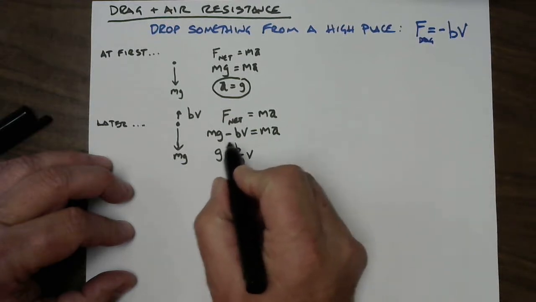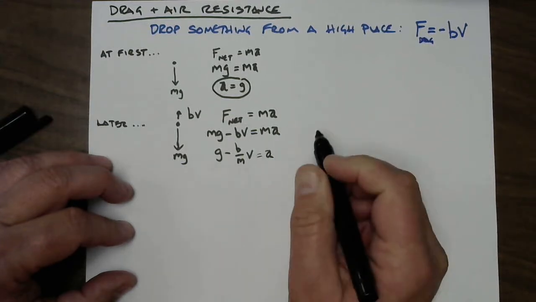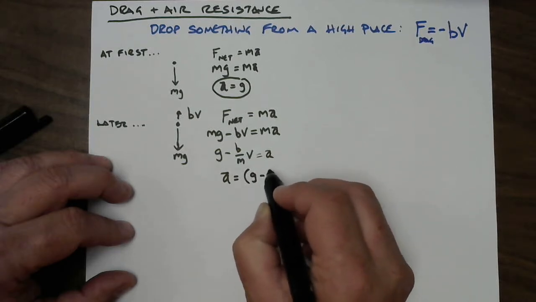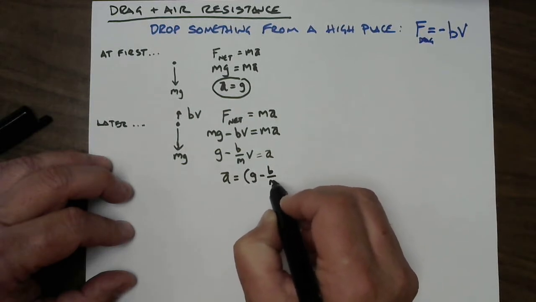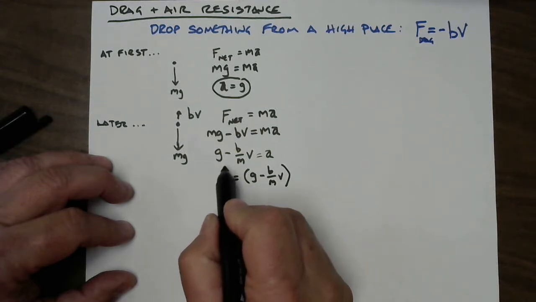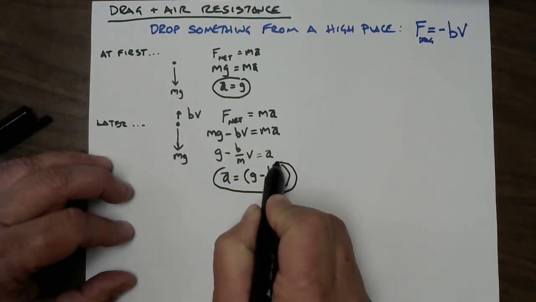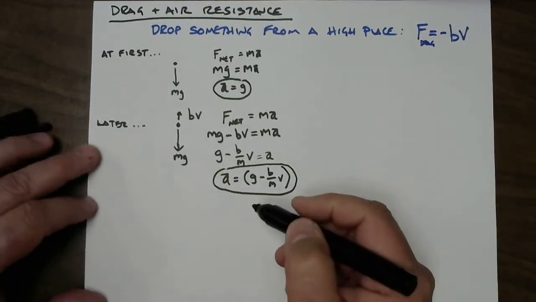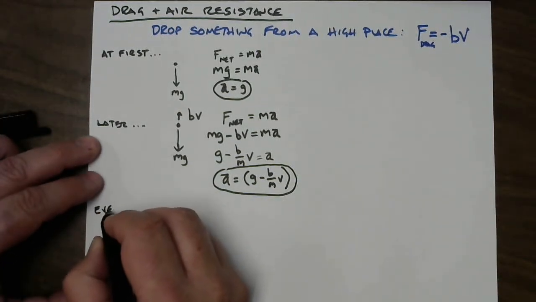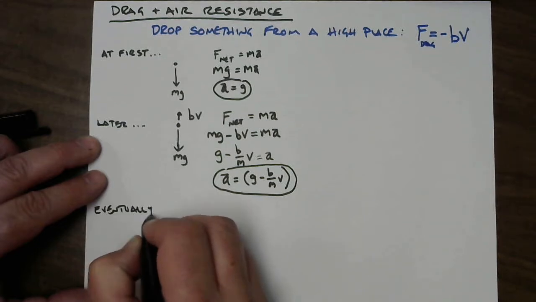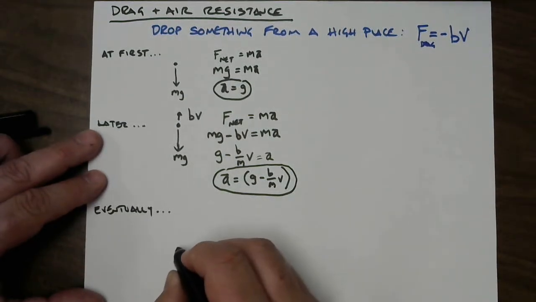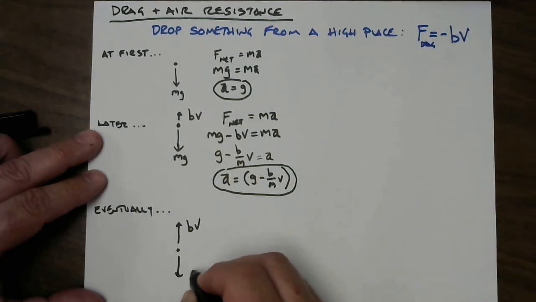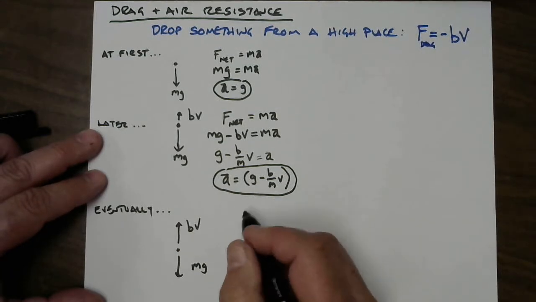Okay, dividing through by m to clean things up leads us to the fact that acceleration is going to be g minus this velocity-dependent amount. So your acceleration is going to drop by an amount that slowly increases. So your acceleration is decreasing. And then eventually, you're going to get to a situation where there's just as much upwards force as there is downwards force, and you've reached equilibrium.